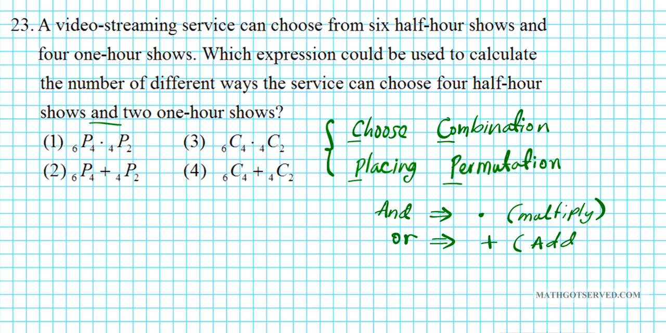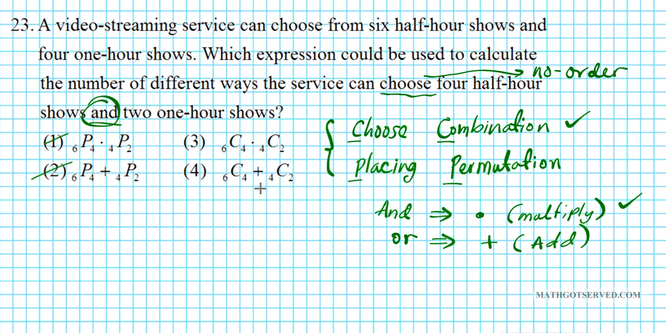So in this problem, first thing you want to notice is that you're choosing without any particular order. There's no order here. So is it permutation or combination? It's combination, so eliminate options 1 and 2. It cannot be any of those. Now you have 4 half-hour shows and, so what operation is "and"? The operation is multiplication. So we're going to do combination and multiplication.